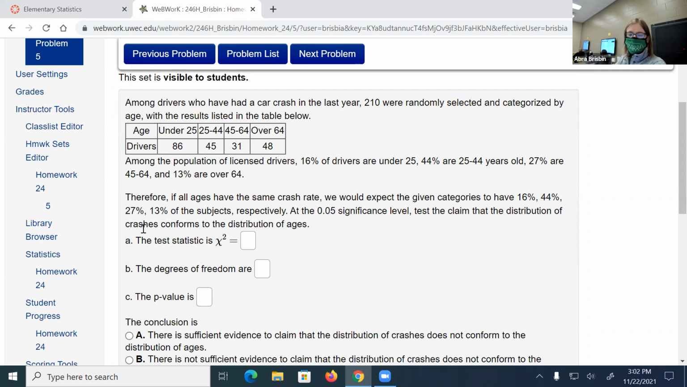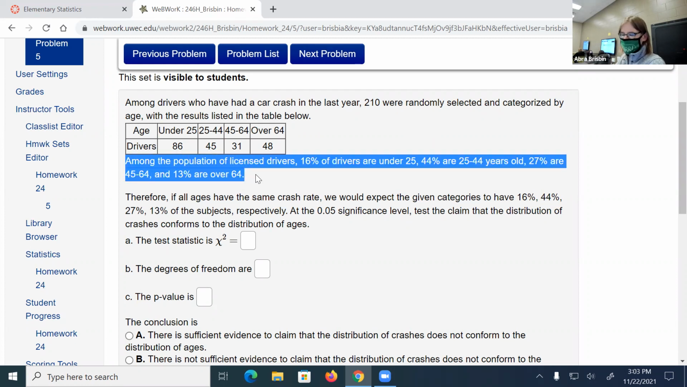Yeah, so here we are looking at the age categories of drivers who are in a crash, and we have known percentages of licensed drivers that fall into each of those categories. So we're comparing a single categorical variable with 4 categories to a set of known proportions. So that's going to be a chi-squared goodness of fit test. So to compute the test statistic, we need to first compute the expected counts.